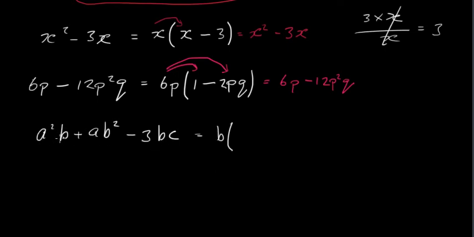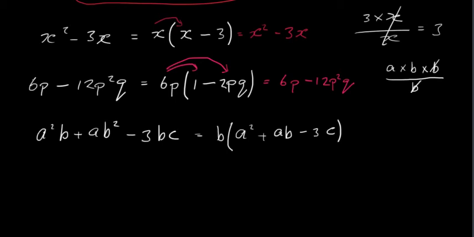So if we divide a squared b by b, the b's will cancel and we're just left with a squared. b times a squared is a squared b. If we divide this here by b, we'll get plus ab. In other words, ab squared is just a times b times b. Divide that by b, that b will cancel with this b, and we're just left with ab. So this is where this ab comes from here. Now we've got a minus here, and then we want to divide 3bc by b. The b's will cancel and we're just left with 3c.